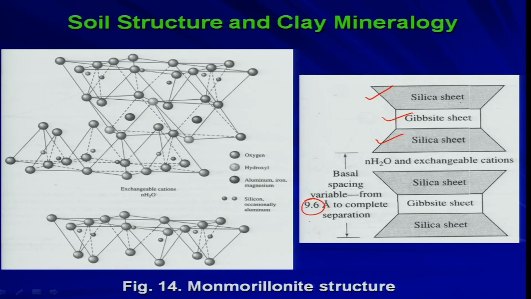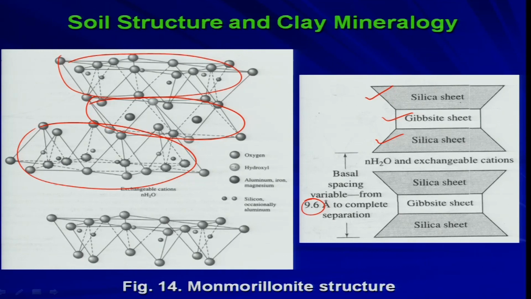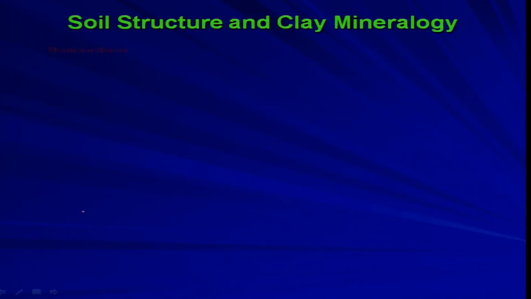Now, from the atomic structure point of view, you can see here this is your silica sheet, the middle one is your gibbsite sheet that is getting sandwiched between two silica sheets, and this is another silica sheet, and you have the interlayer. So, this is your interlayer situation, and another unit is coming here. This interlayer is allowing some water or some exchangeable cations to come inside.